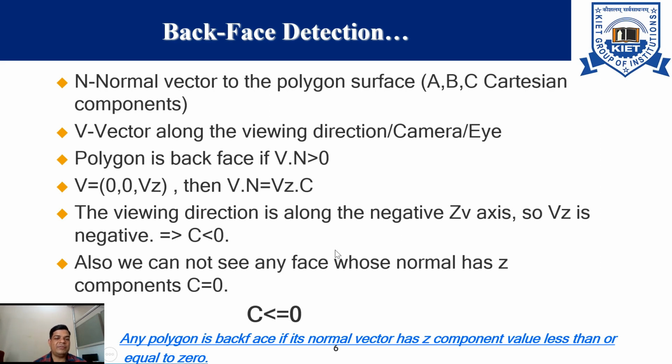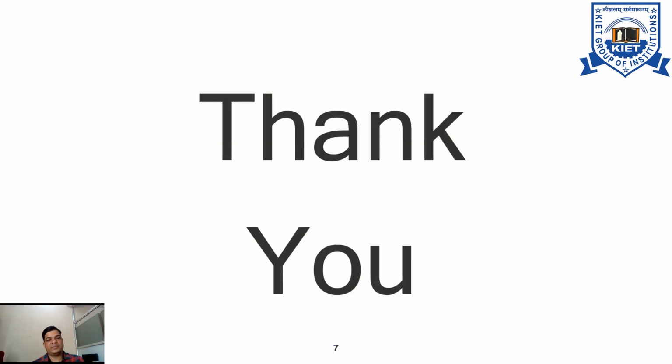So we compare the different faces of the polyhedron, and if for any face the value of the C component is less than or equal to 0, then we can say that the face of the polyhedron is not visible, and we hide that face and the other faces would be visible. So this is all about this algorithm, that is backface detection. Thank you.